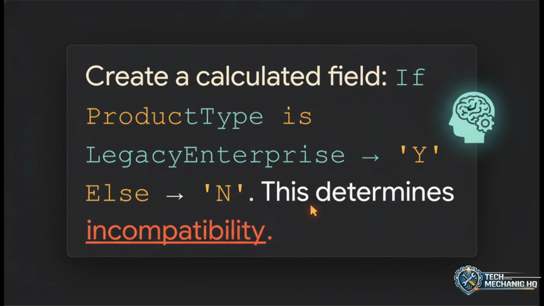So how complicated was this brain logic? Check this out. It's literally one if statement. We created a calculated field that just asks, is the product type legacy enterprise? If the answer is yes, it returns a Y. If not, it returns an N. That's it. That's the entire logic. Super simple, super clear, and based on data that isn't going to change.